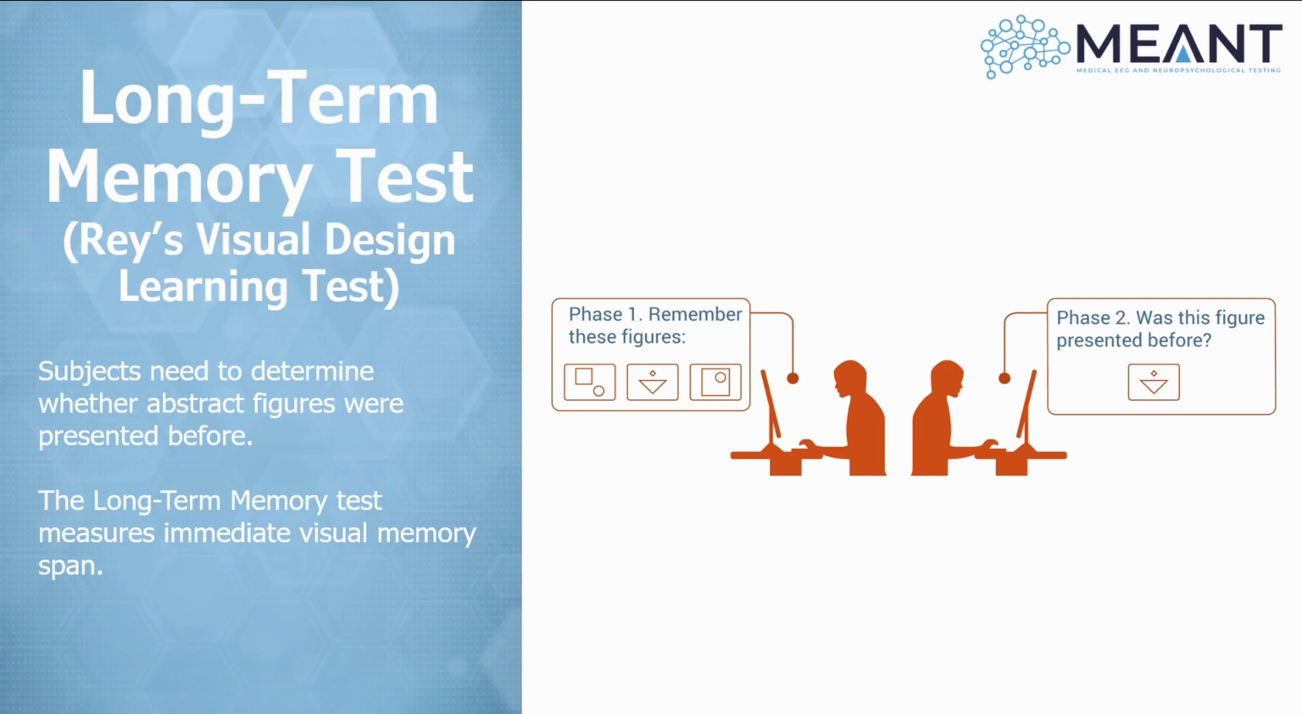In Part 2, 30 abstract figures are sequentially presented, of which 15 have been presented in Part 1. The subject needs to decide whether a figure was previously presented or not by pressing a button. Impaired performance on the long-term memory test has been demonstrated in patients suffering from neurodegenerative diseases such as Alzheimer's disease.